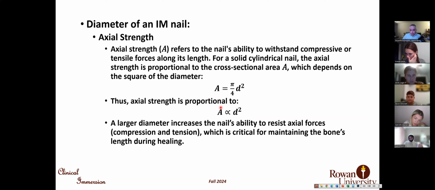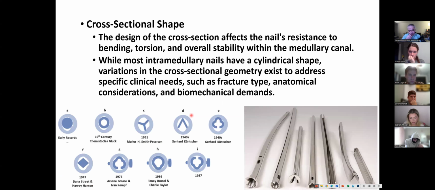So these four parameters show us that if we want to have a stable fixation in intramedullary nailing, we need to have a larger diameter nail. But how much larger? How large can we use? Let's see. First, let's discuss the cross section. The first nail that was introduced was solid circular. The light blue is bone, and the darker blue is the nail inside the medulla, okay?